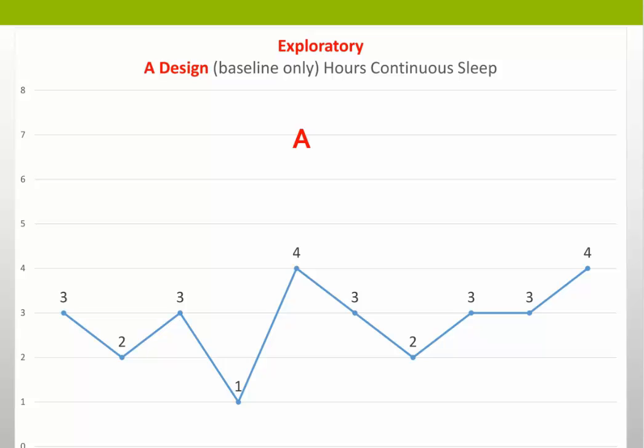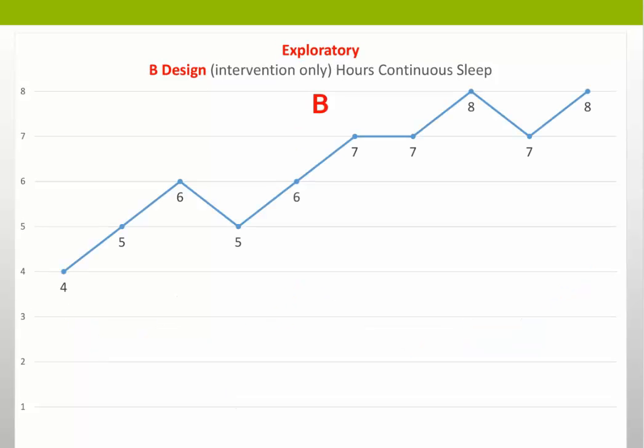Here's an example of A only, and this is the number of hours of continuous sleep the person has before they start the treatment. So in this case, we can see where the person is at when they're coming into treatment, but we don't know anything about what's going on with them after they actually start the intervention. This is just a view of the baseline. So again, it's exploratory and it gives us information.